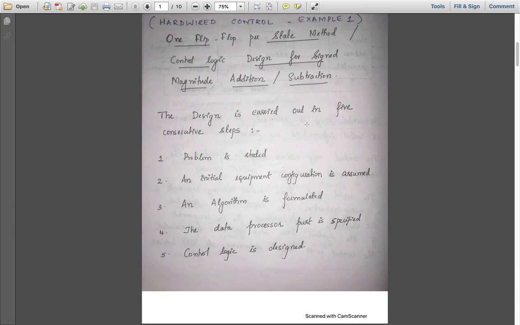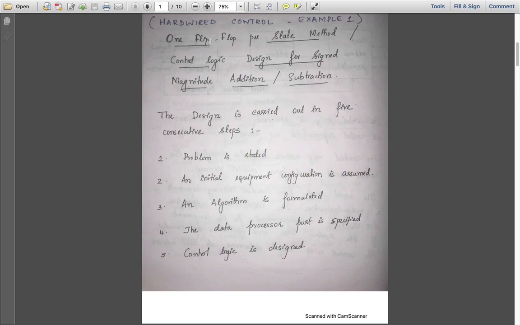Every design will have a set of steps for designing that control logic. Our one flip-flop per state method also has 5 consecutive steps to design this control logic circuit. The reason why this is called a hardwired control method is because it has a lot of circuits, each of them connected with wires. For any modification or change in the circuit, you have to remove that circuit, insert the logic, and then rearrange the wiring. That is why it is called hardwired control.